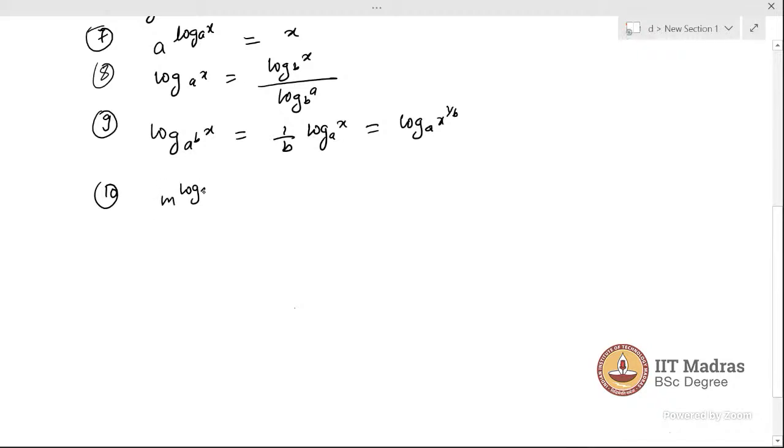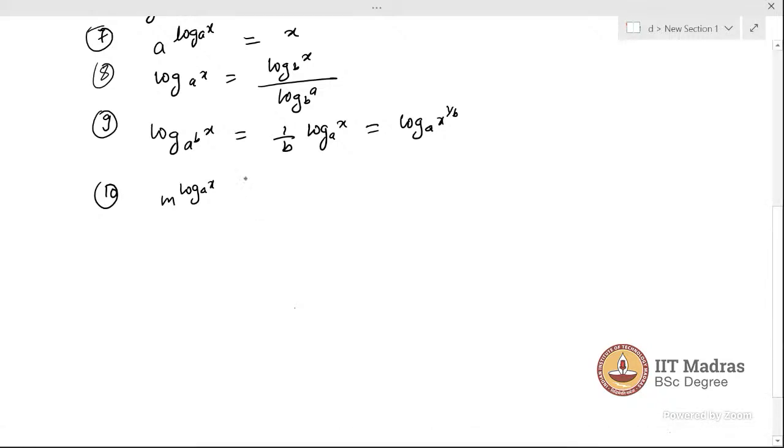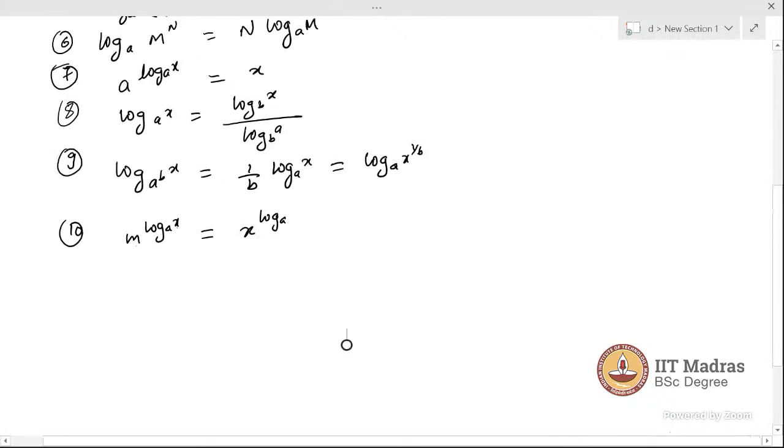Okay, now coming to the 10th one, our 10th property, we can take it as, let's say, m log x base a. Now this can also be written as log x to the power m base a. So this can also be written as x log a m. So you see this thing got changed, right? So just keep this with you. This will be really handy while solving problems.